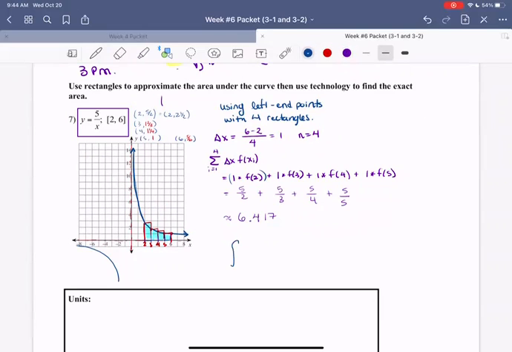So we have our long curly S here for the integral symbol, and our limits of integration are from 2 to 6. So we decorate our long curly S like that. And then our function that we're integrating is 5 over x, and that's just the output value of our function. And then we're differentiating with respect to x, because the widths of our rectangles are along the x-axis.